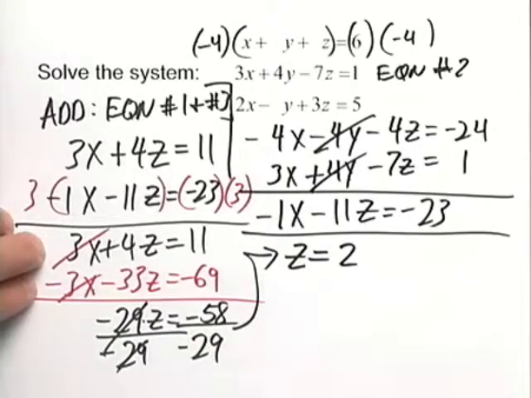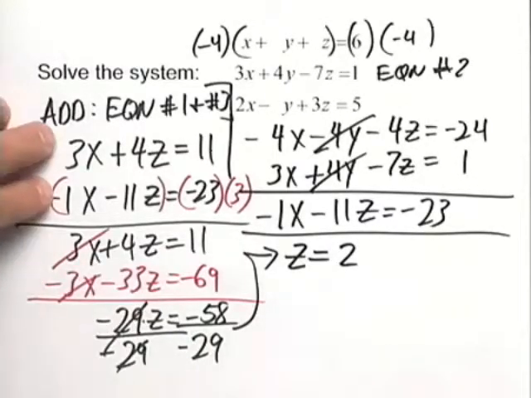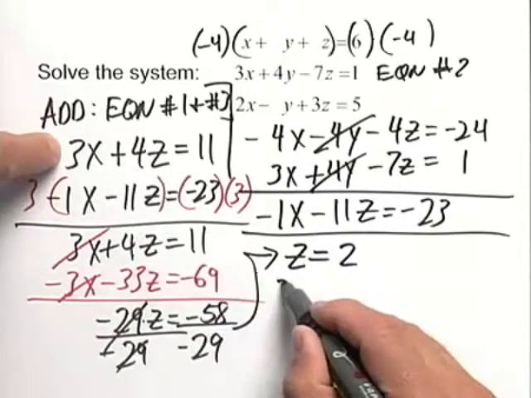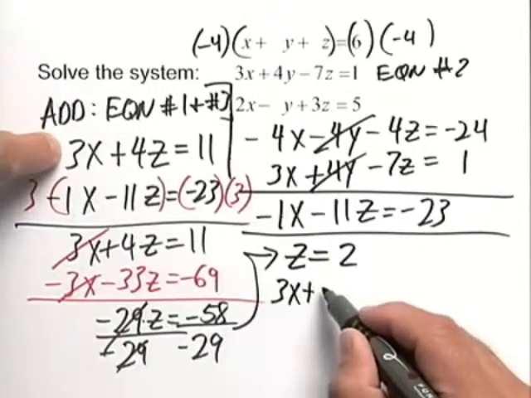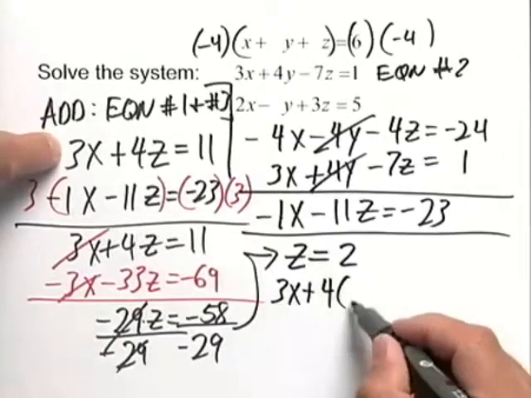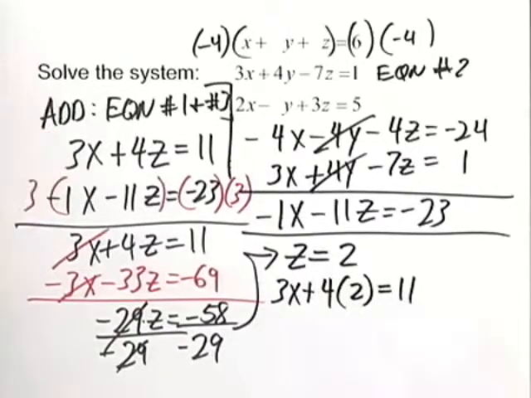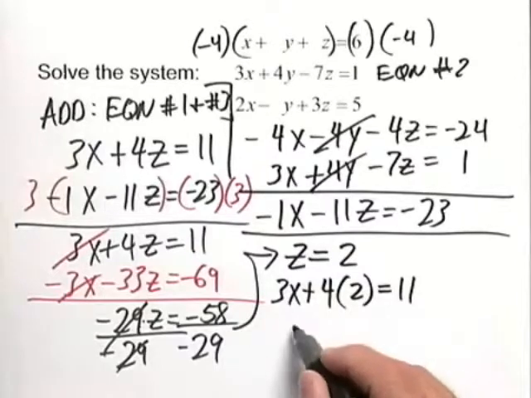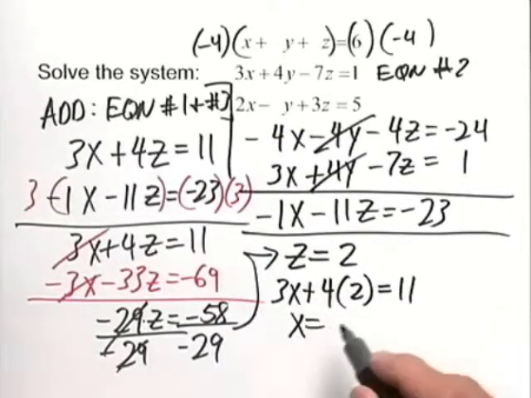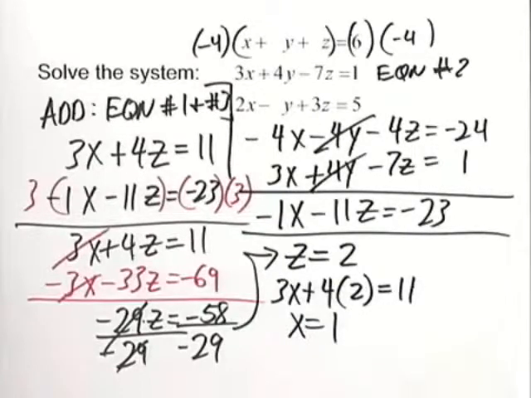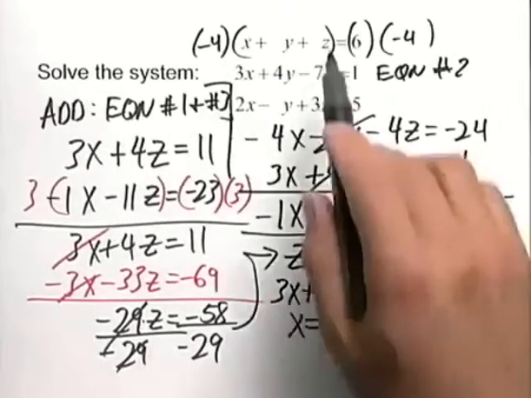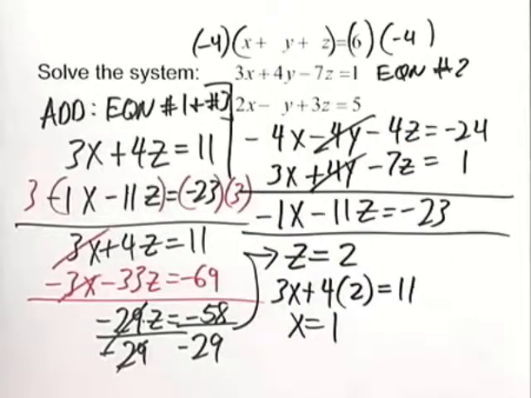Since we removed y's initially, we have two equations in terms of x and z, so we're going to find x. And I'm going to plug this into our 3x plus 4z equals 11, replacing z with the 2, and then solving for x. And quickly, if you run that through, you get a nice answer of x equals 1. So this is the x coordinate for our ordered triple.